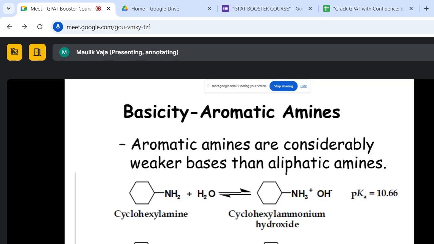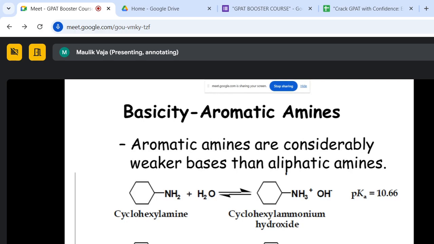Here also nitrogen has a lone pair and it can accept a proton and it becomes basic. Okay, but aliphatic is stronger and aromatic is less strong. Why? Because in an aromatic compound, the lone pair of nitrogen is donated to the aromatic ring. As we have discussed, NH2.